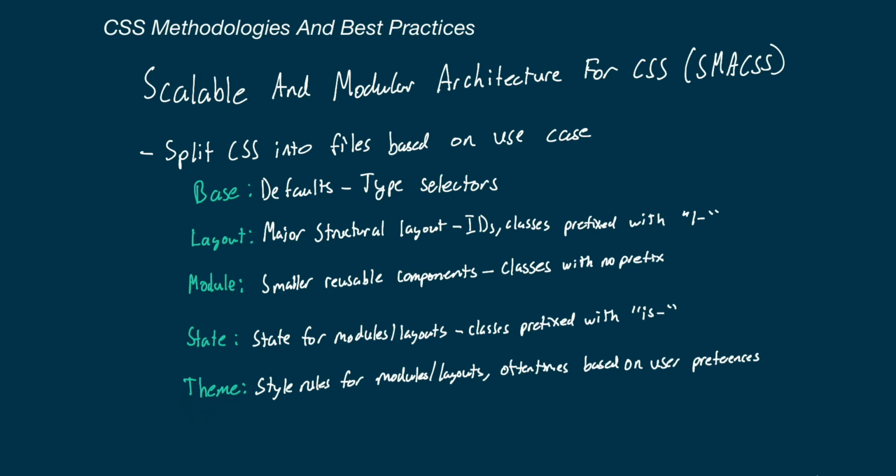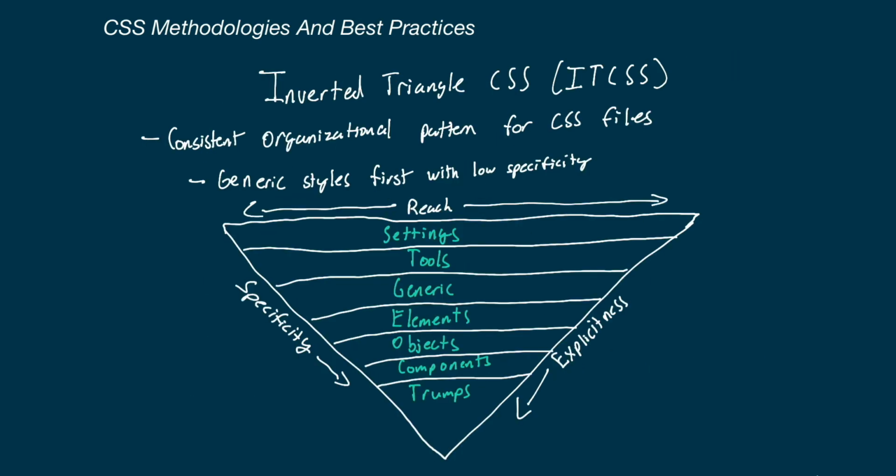Finally, the theme is for style rules for modules or layouts, and oftentimes these are based on user preferences, such as being in a dark mode. That said, many websites won't actually need the theme file at all. Now, the last methodology we will look at in this video will be the inverted triangle, or ITCSS. This methodology is mostly about the ordering of our CSS code rather than having opinions on things such as naming conventions. At the core of this idea is that we should start with selectors that are the most generic, and these will have the least specificity, and they will be the ones that will reach the most elements on the page. This is usually drawn out as this upside down triangle, hence the name inverted triangle.